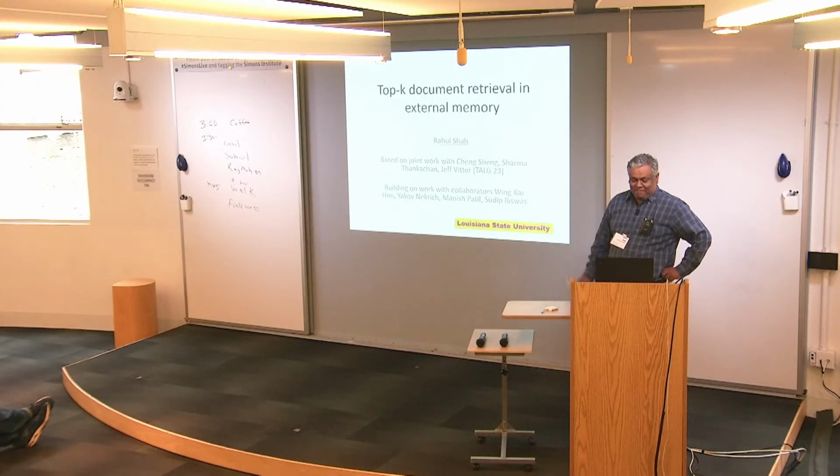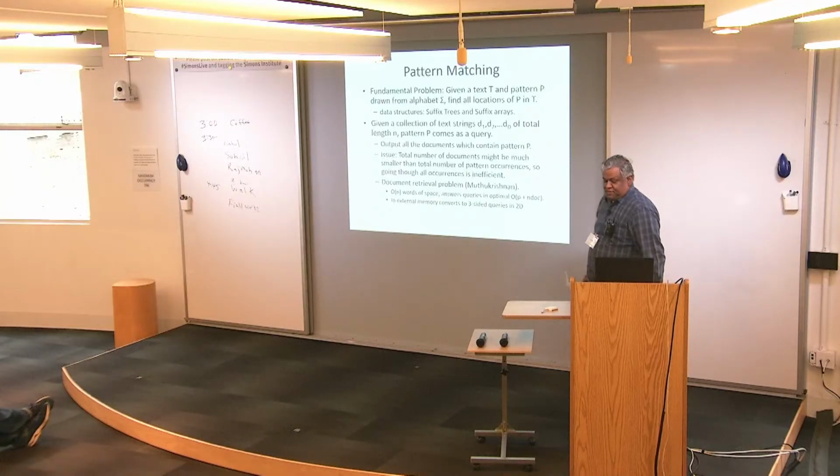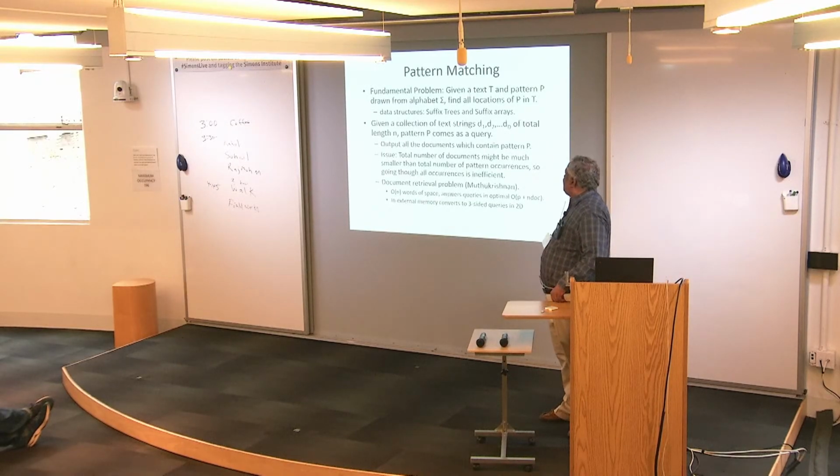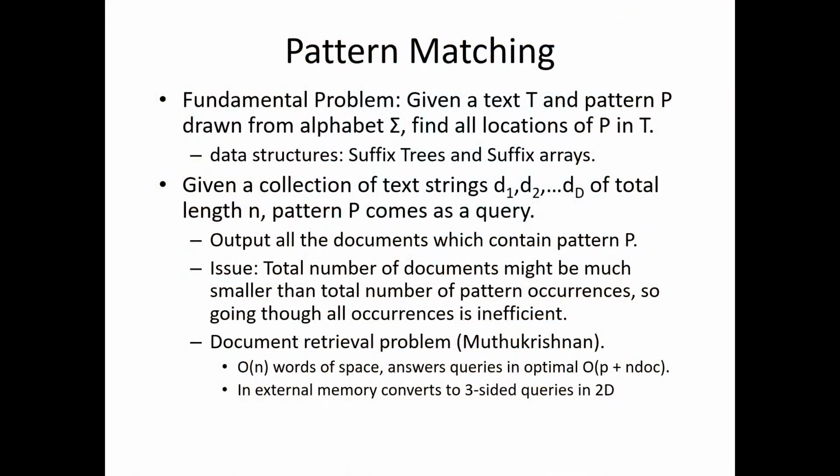So anyways, what is the problem? We start with pattern matching. What is the fundamental pattern matching problem? Given a text T, we have a pattern P from some alphabet sigma, find all the locations of pattern P in text T. And then we see this problem not in algorithmic sense, but data structural sense, where text T is already given to you, you build a data structure, and then you find where the pattern occurs.